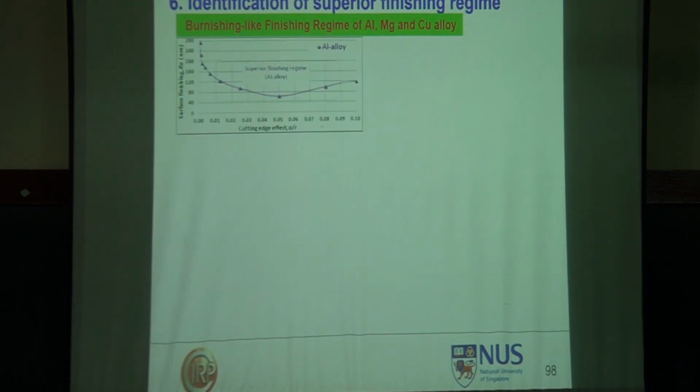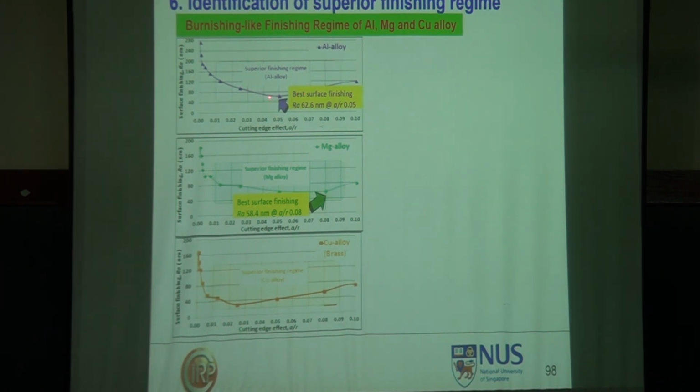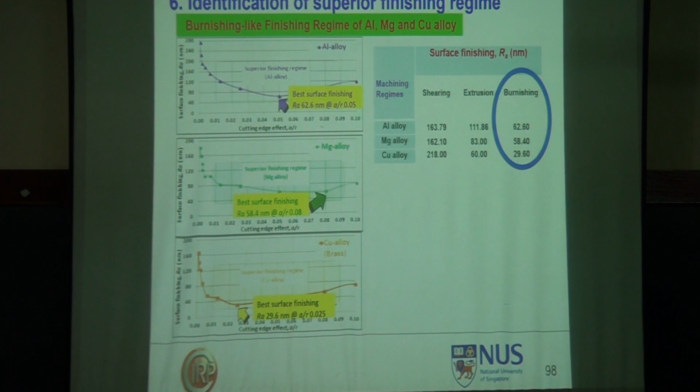And if we take all these varnishing, like finishing, for aluminum, magnesium and copper, all three, these are the graphs. This is for aluminum alloy, this is for magnesium alloy. This A by R changes, and this is for copper alloy, which is brass. But these values exactly do not follow the predicted trend, but are quite close in the region.